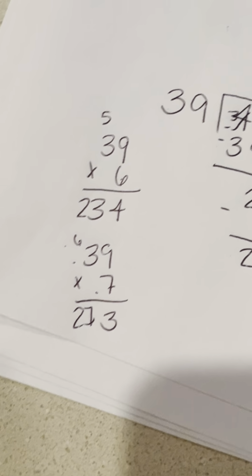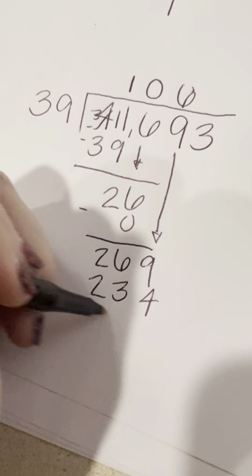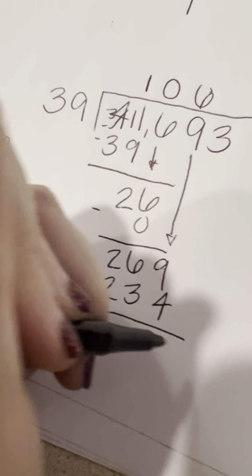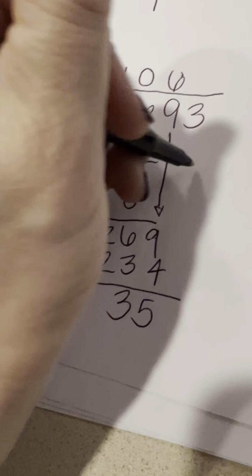Okay, so it's going to end up being 6. I'm going to put my 6 right here. 6 times 39 is 234, which when I subtract is 35. And then I'm going to bring down the 3.